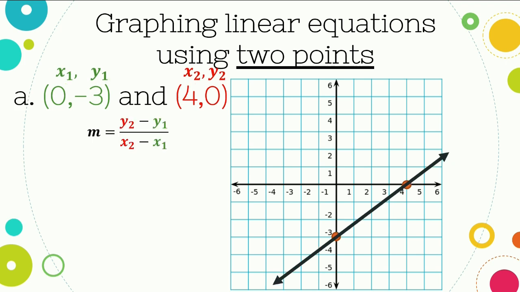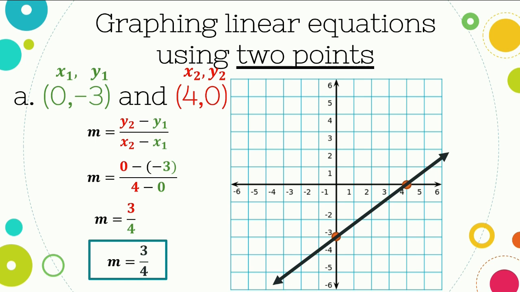To check for the slope and the y-intercept, let us use the slope formula. Substitute the values of y sub 2 and y sub 1, and that is 0 minus negative 3 all over 4 minus 0. So 0 minus negative 3 will become 0 plus 3. So 0 plus 3 is positive 3 over 4 minus 0 is 4. Therefore, our slope is positive 3/4.